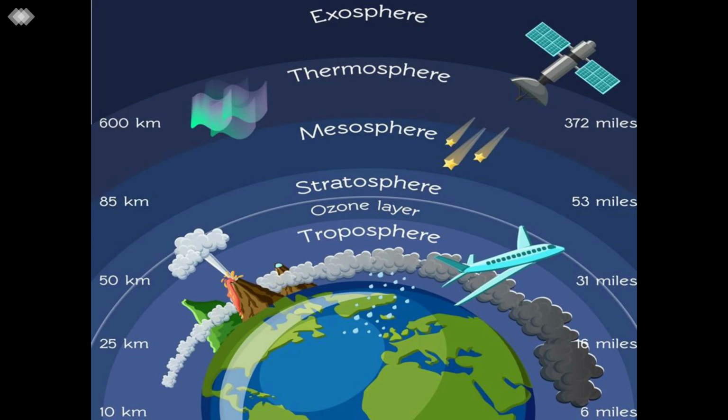From the diagram, you can see the troposphere starts from the Earth and goes up to 10 km, and the stratosphere starts from 10 km up to 50 km. The third level starts from 50 kilometers and goes up to 85 kilometers. That is the mesosphere. When we go upwards, the thermosphere starts from 85 kilometers up to 600 kilometers. And at the last, the exosphere starts from 600 kilometers and goes up to 10,000 kilometers.